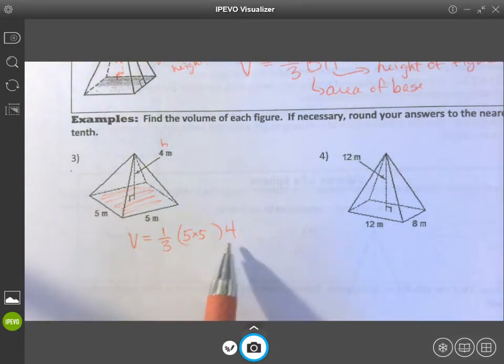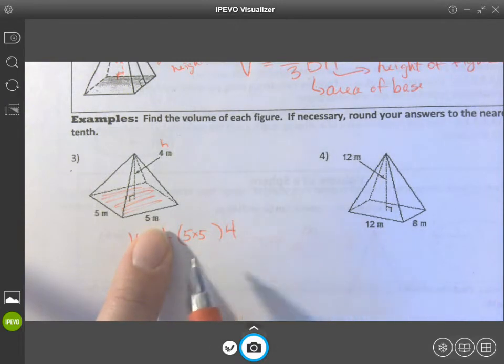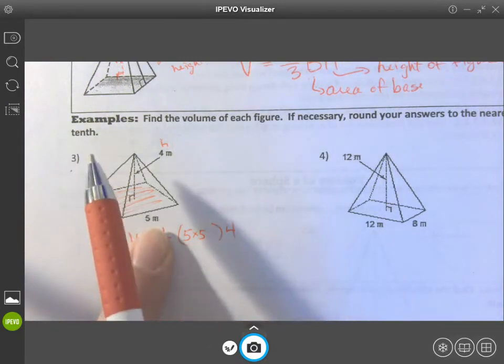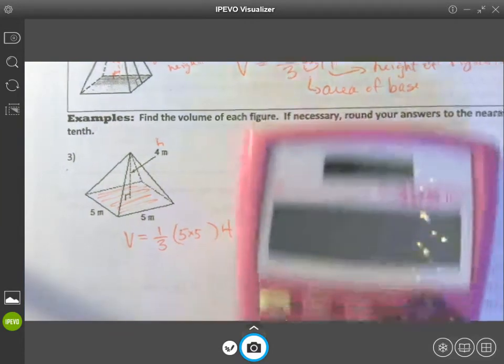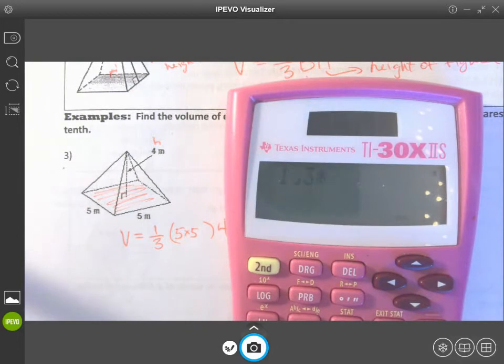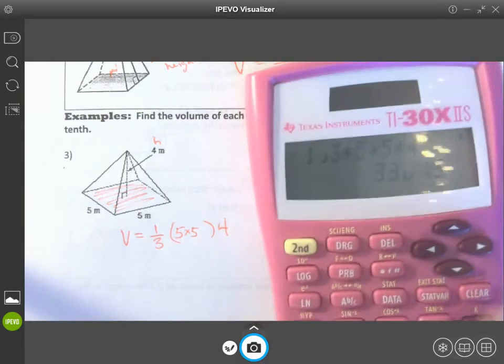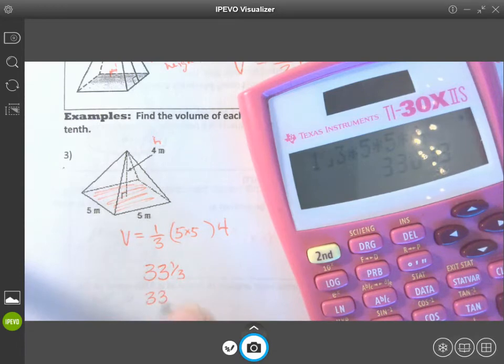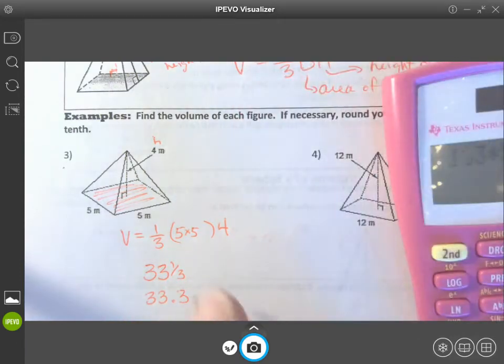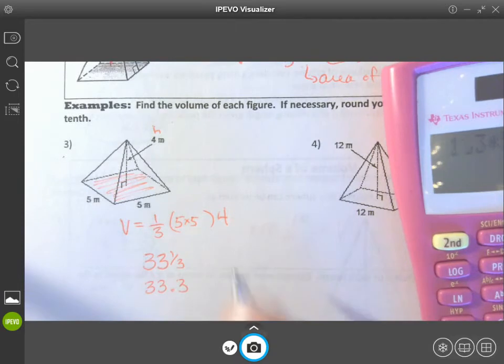1/3, 5 times 5 times 4. Now, if it was a prism, it'd be 5 times 5, and the whole thing would go up. But we only have 1/3 of that volume. So 1/3 times, you can use parentheses, 5 times 5, and then times the height of 4. And I get 33 1/3. So I will take the fraction, 33 1/3. I will take the decimal of 33.3 because it said round to the nearest tenth. Now, if it says round, you don't put the repeating sign on it, and we would label this meters cubed.